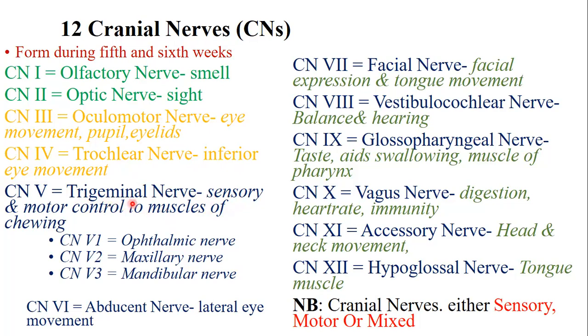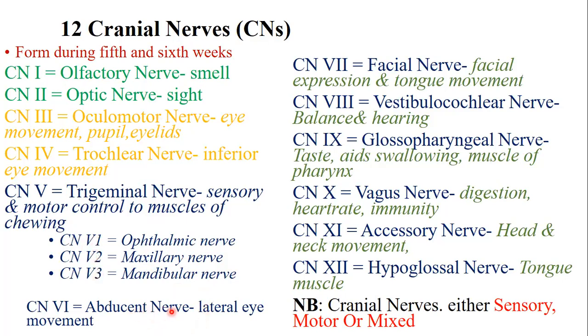It's trigeminal nerve, which is divided into 3 branches. There's a branch that goes to the region of the eye. We call that the ophthalmic branch. There's a branch that goes to the maxilla, and a branch going to the mandible. So they are V1, 2, and 3.